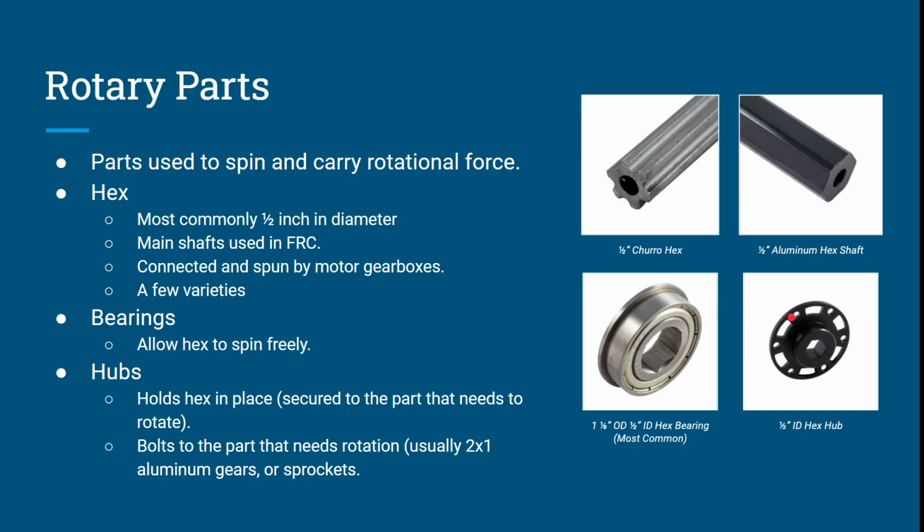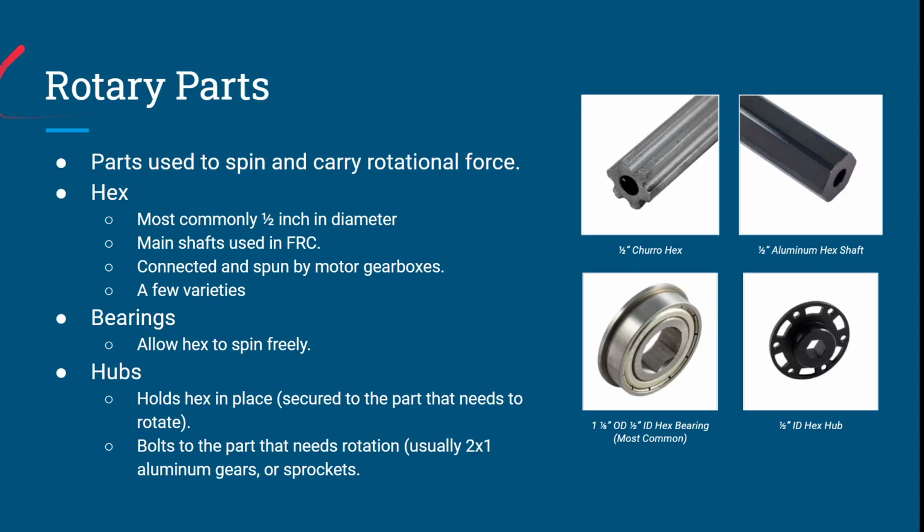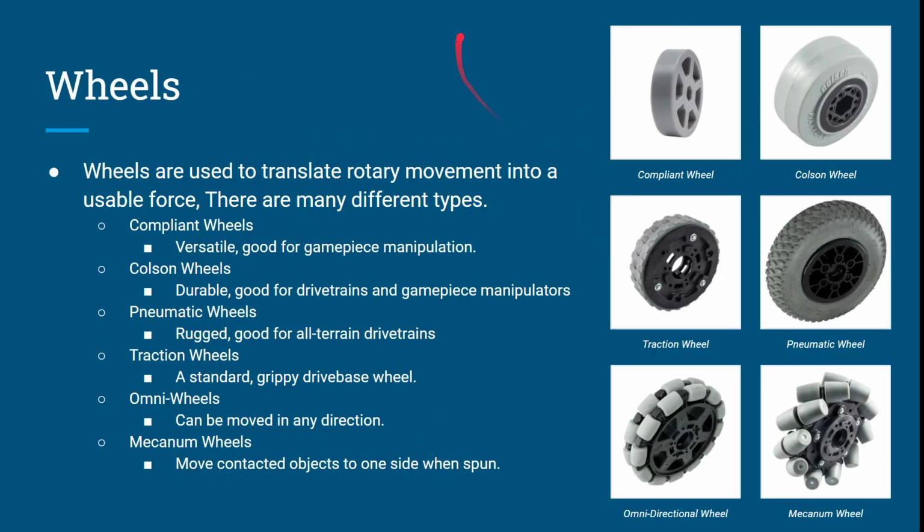So it bolts to the parts that need rotation, which is usually 2x1 or aluminum gears or sprockets or wheels, something like that. Wheels are the next thing we're going to get to. Basically wheels translate rotary movement into a usable force. Rotary parts translate motor movement across distance, or they help to do that, and they translate it between stuff. And then wheels translate that to your game piece usually, or the ground, right? If you want to push forward, you apply energy to the ground through a wheel.